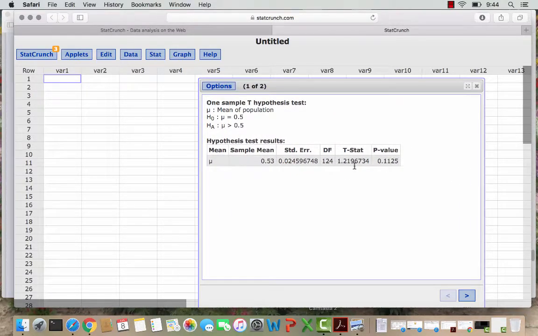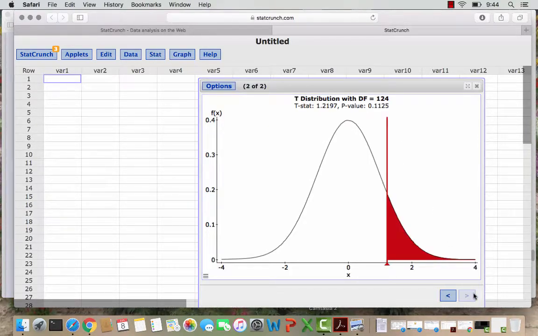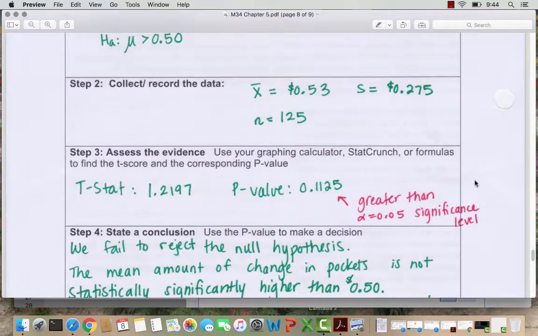So our t-stat is within 2 standard deviations, and our p-value is above the significance level. And if we look at the t-distribution, we can see it looks very similar to the normal distribution, and we are within 2 standard deviations. So let's think about our conclusion.